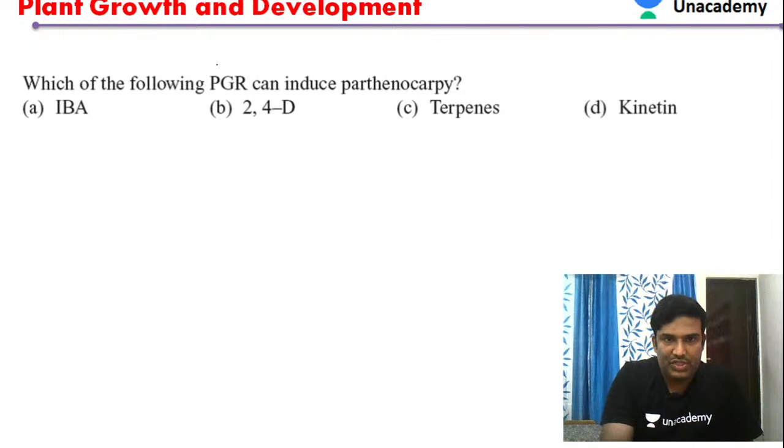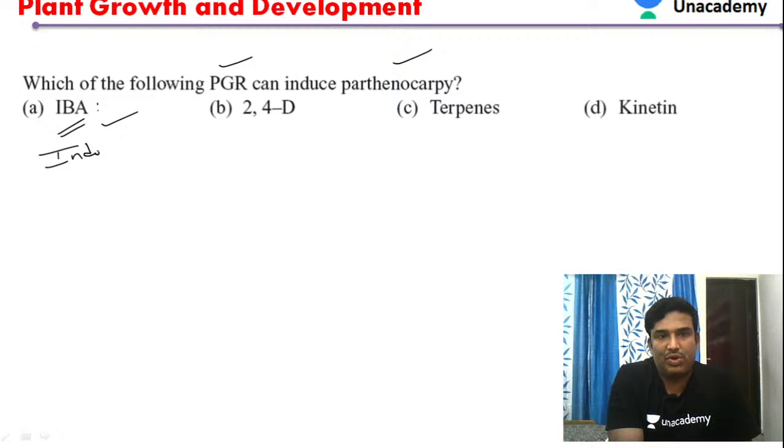Next question. Which of the following plant growth regulators can induce parthenocarpy? Note that parthenocarpy is induced by auxin, and specifically the natural auxin, indole butyric acid. So indole butyric acid will be involved in parthenocarpy.